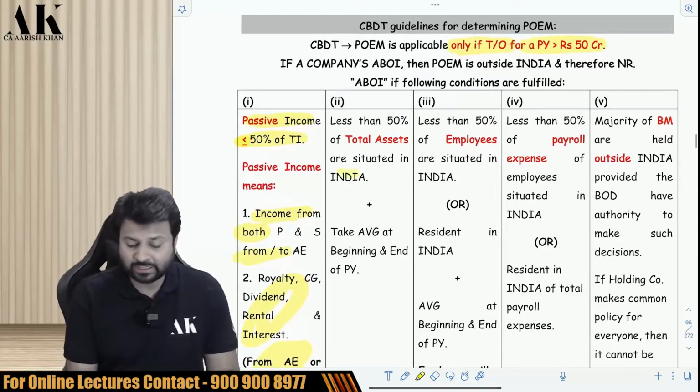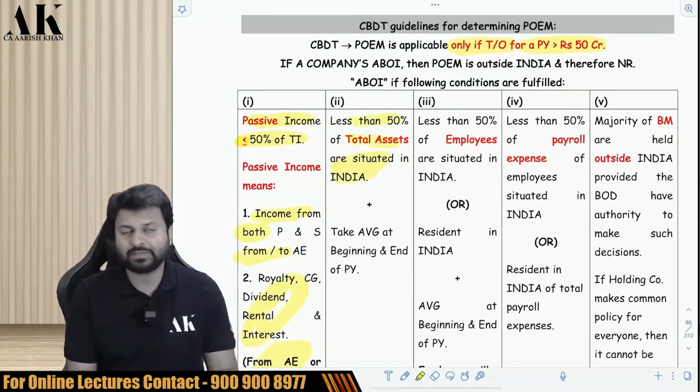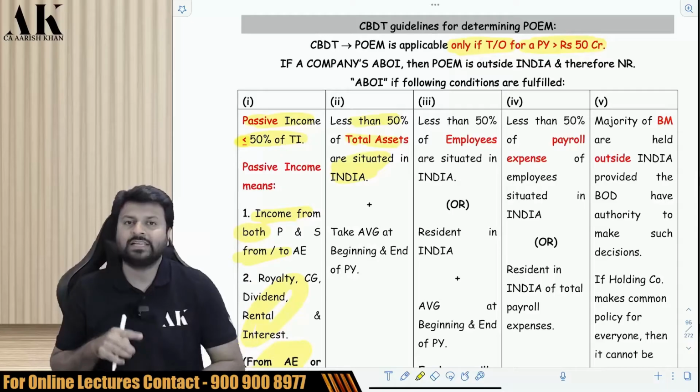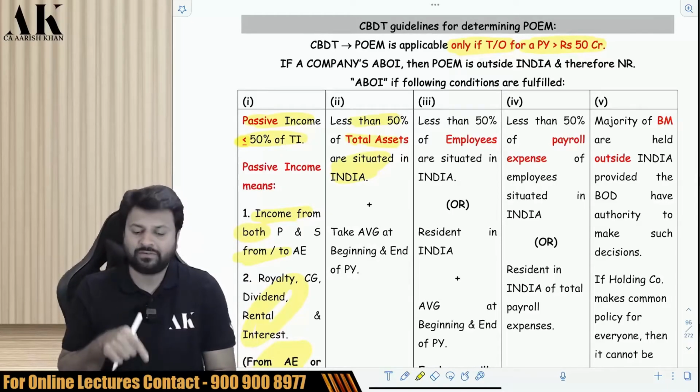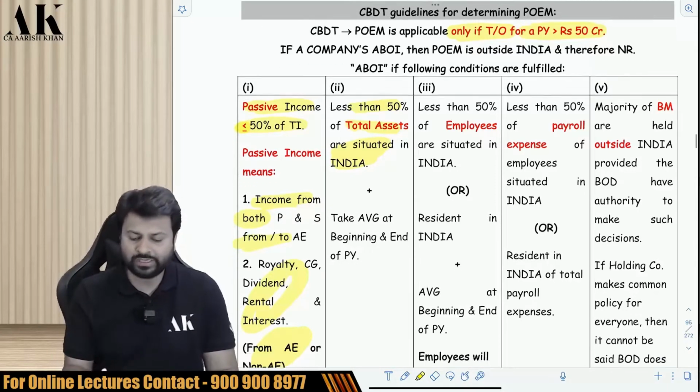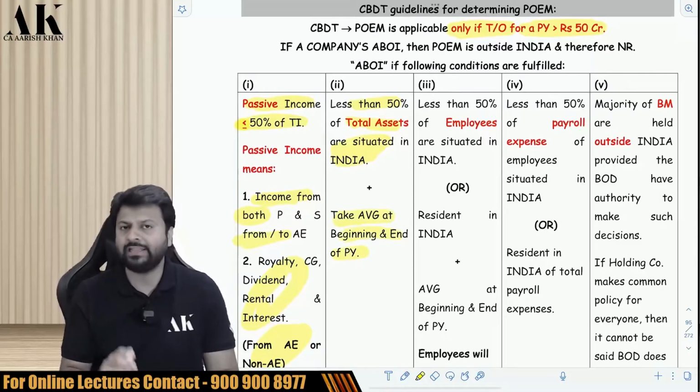Your assets situated in India should be less than 50% of total assets. So out of the total assets, your assets situated in India should be less than 50% of the total assets. How to value the asset? You can take the average at the beginning and at the end of the year of the assets if you want to take the value of the assets.